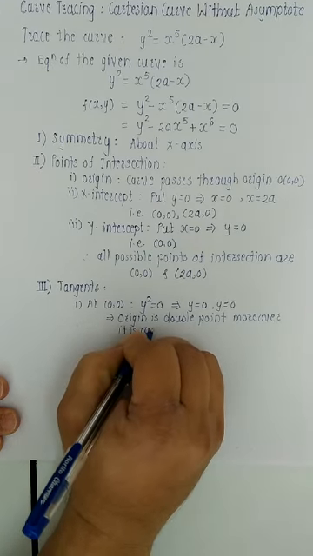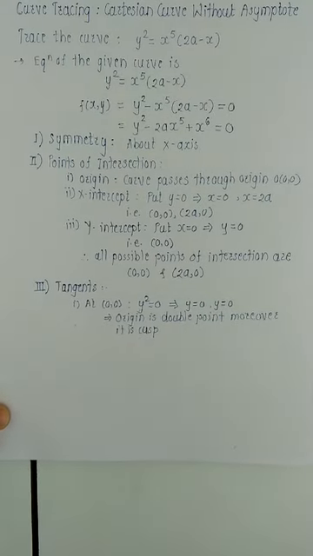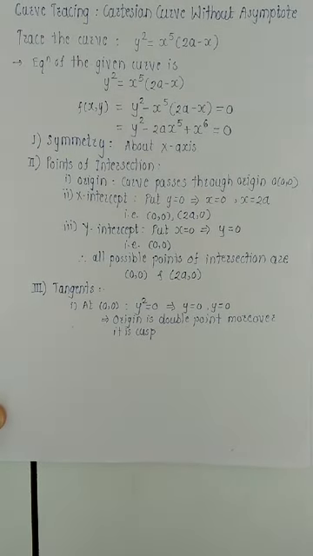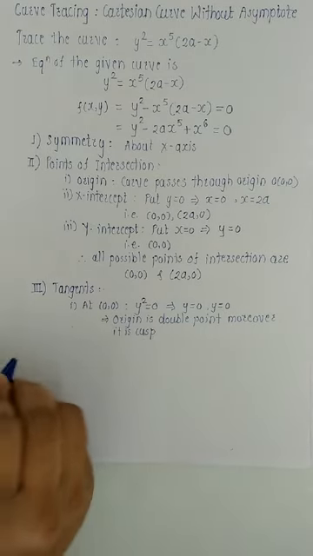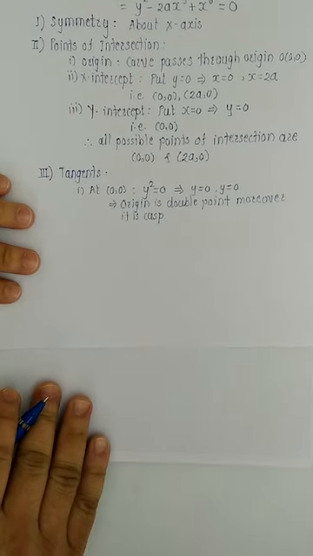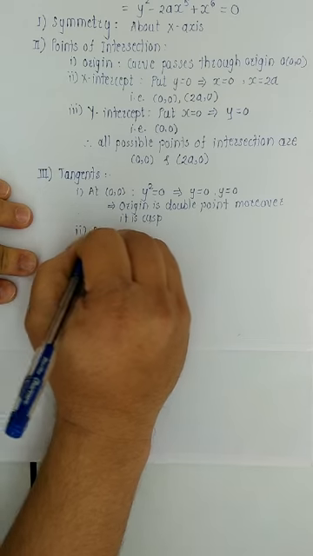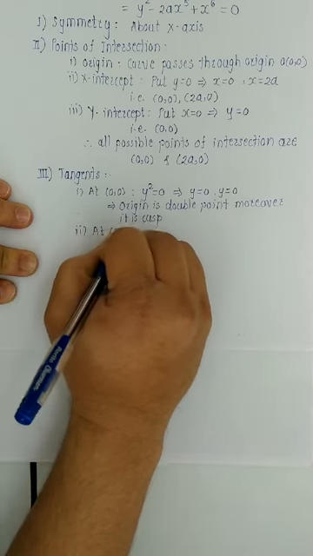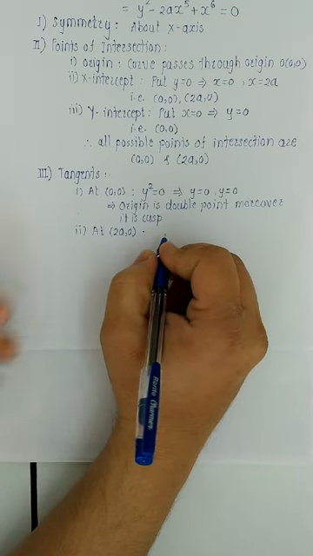Moreover, it is a cusp, as the equations of the tangents are real, coincident and the same. That's why that double point is a cusp. Now next, second, at 2a comma 0, we want to obtain whether there is a tangent to the curve or not.